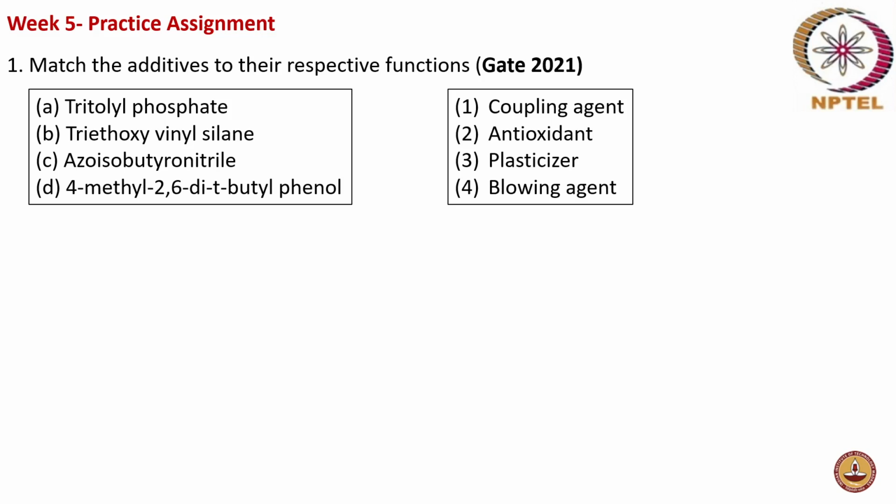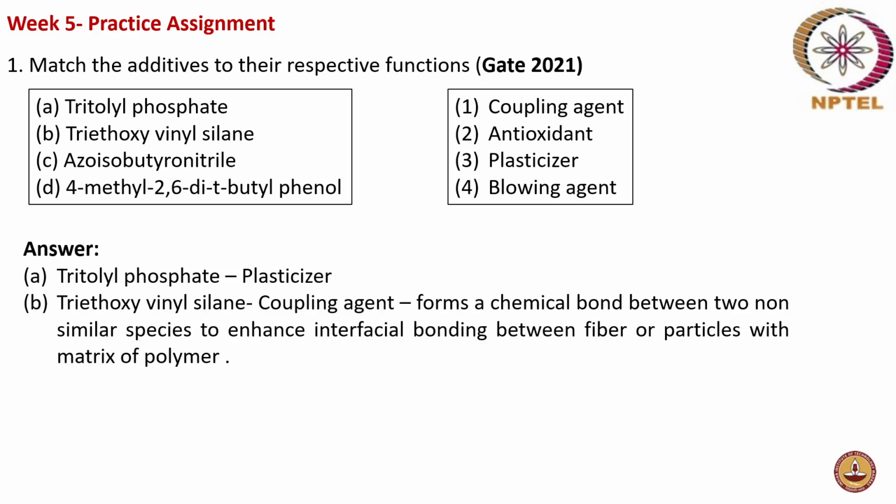So let's try. Let me try. For my understanding, because I'm recalling, azobisisobutyronitrile, according to me, this is a blowing agent. And in the butyl phenol, the phenolic is mainly for antioxidant, and the silane is a coupling agent. So A is a plasticizer. You're perfectly right. Yes, tricresyl phosphate is a plasticizer and triethoxyvinylsilane is a coupling agent.